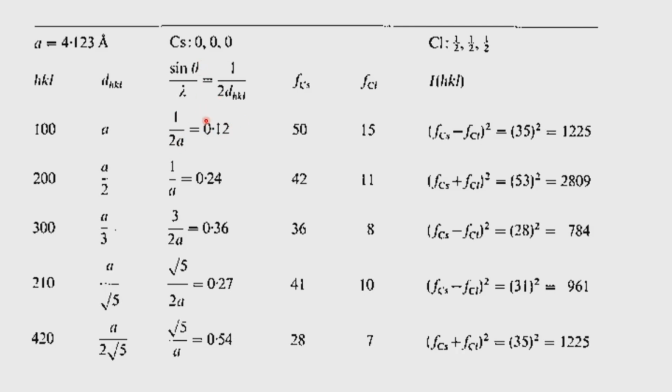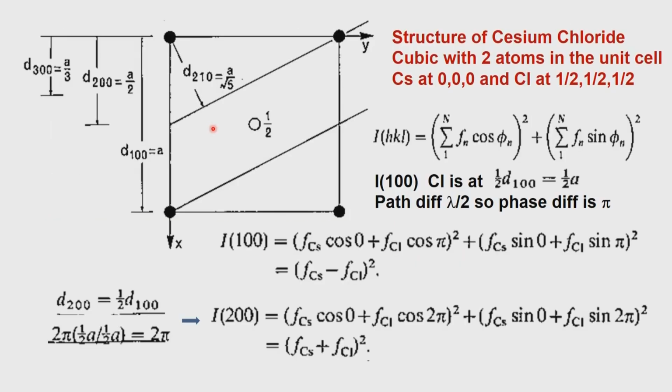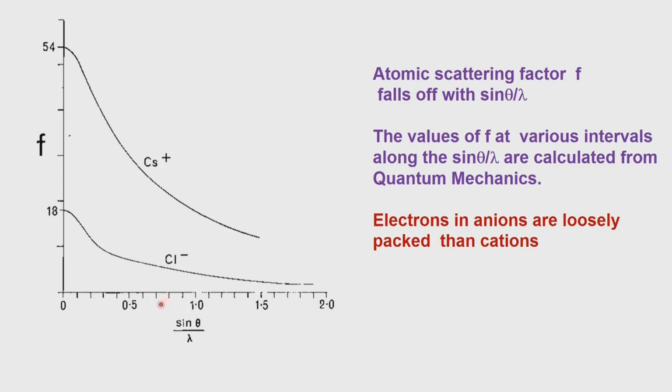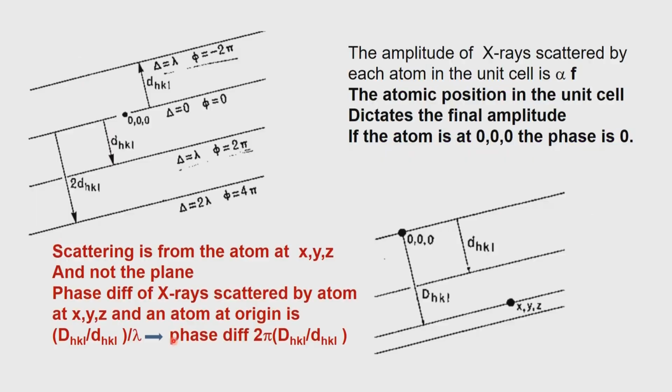So, corresponding to 0.12, you have to read out the cesium and the chlorine scattering factors. So, let us go back and see how to do that. So, here you take the value of 0.12 somewhere here. So, you will have to now read the chlorine contribution and read the cesium chloride contribution at 0.12. Now, the 0.12 values are in fact given in this table.